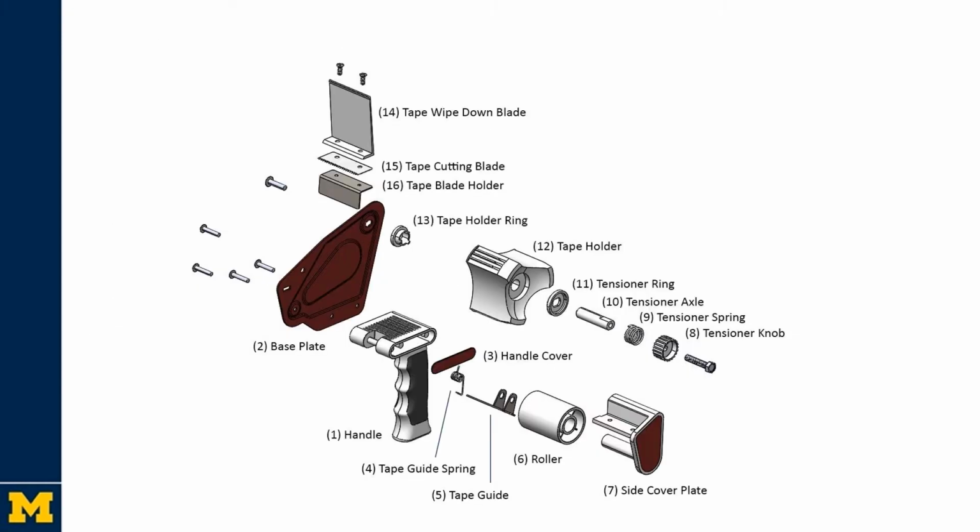So here's an exploded view of our product with all its various components labeled and numbered. The main components would include the tape holder along with the tensioning system, the roller, handle, and the replaceable blade, as well as the tape wipe down blade.